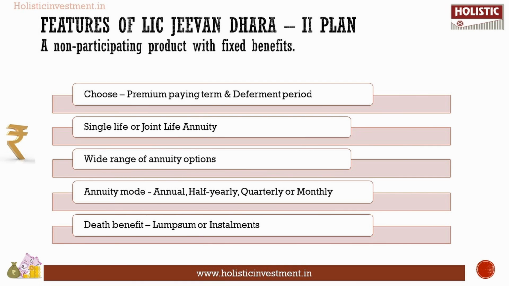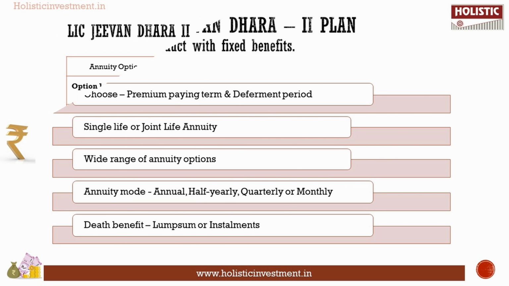LIC Jeevan Dhara 2 is a non-participating product where the benefits are fixed. The main features are flexibility to choose premium paying term and deferment period. Single life annuity and joint life annuity options are available. Wide range of annuity options to suit your needs. Mode of annuity could be yearly, half-yearly, quarterly or monthly. Option to take the death benefit as lump sum or in the form of annuitization or installment.